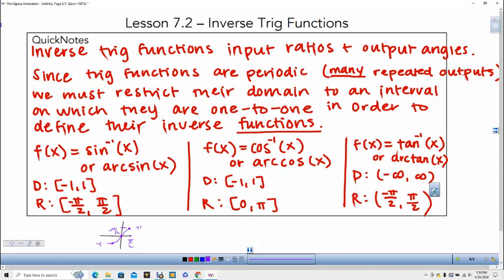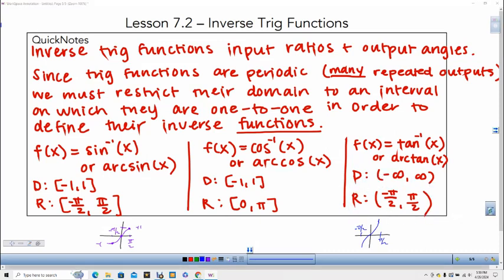Now, we're going to have exactly the same thing for the inverse cosine and the inverse tangent. I'll show you the inverse cosine, and the tangent, well, it's pretty self-explanatory. If you remember the last section, we drew the inverse tangent, and the inverse tangent looks like this, going from negative pi over 2 to pi over 2. That's why we have a range of negative pi over 2 to pi over 2.